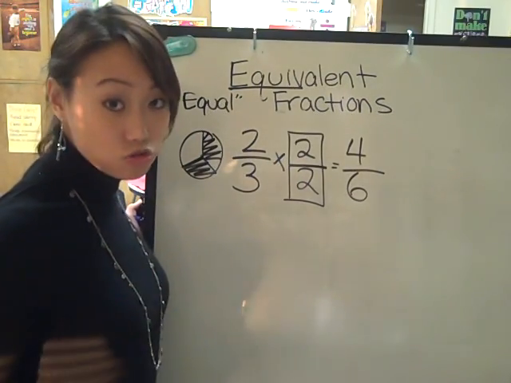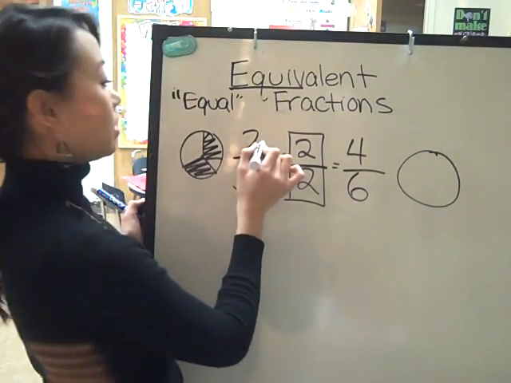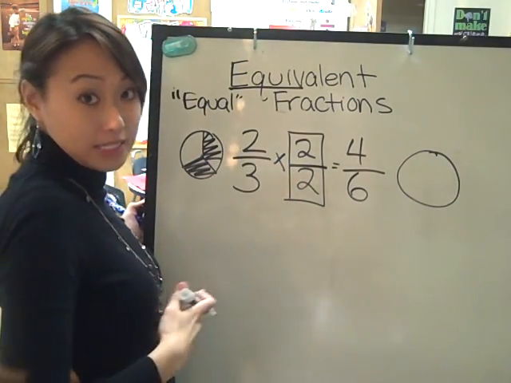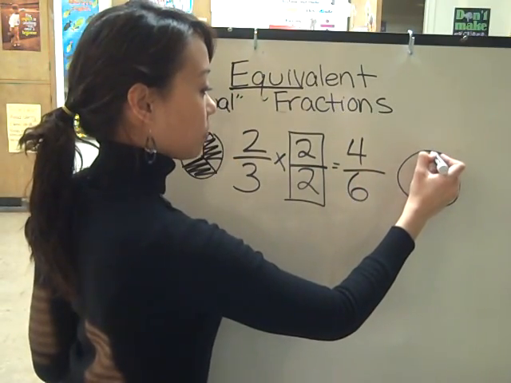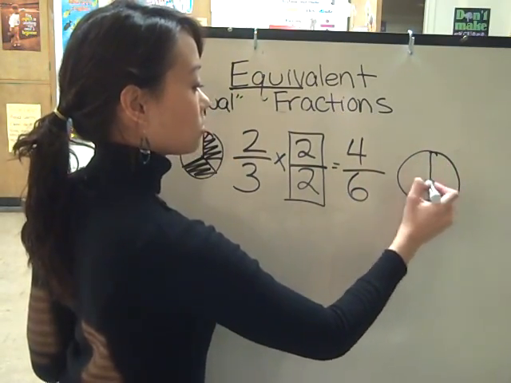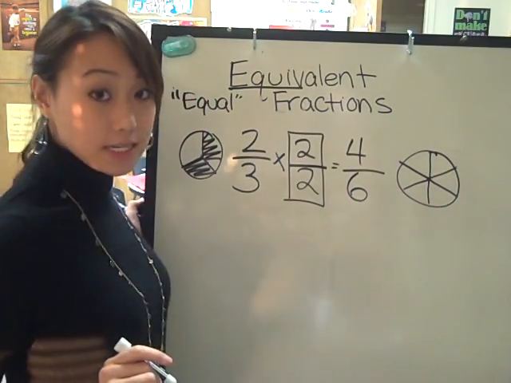Let's take a look. I like to draw it if I'm ever confused. Now, instead of eating 2 out of the 3 slices at pizza lunch, I have to eat 4 out of the 6 slices. So let's see. I'm going to cut it into 3 and then cut it in half. So I have 6 slices.